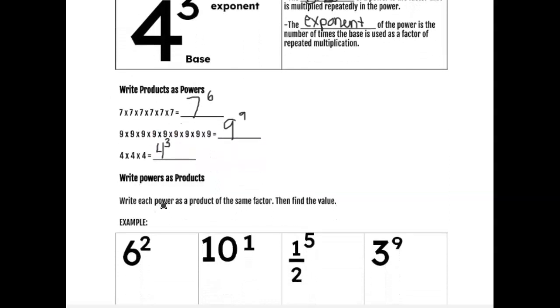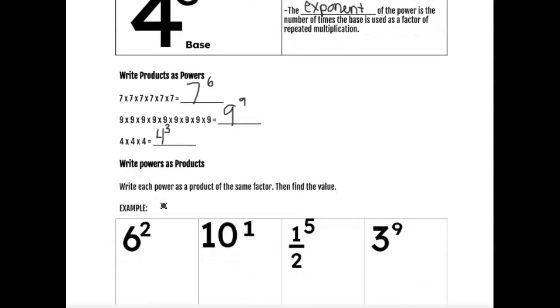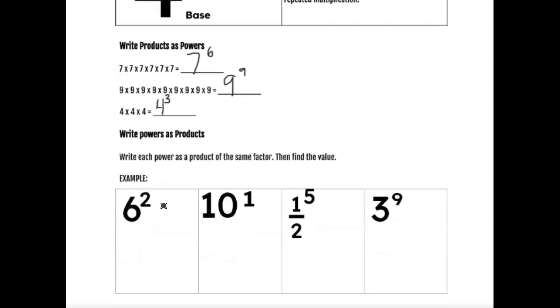This time they're giving us our power, and we are going to go the opposite way. Now, I know you have a calculator, and yes, you're able to use it on here, but look to see what I'm requiring you to have down. So 6 squared, this 2 means I'm going to write the 6 twice. So I have 6 times 6, which is 36. 10 to the 1, that just means I have 10, that's it. I only am putting it there one time.